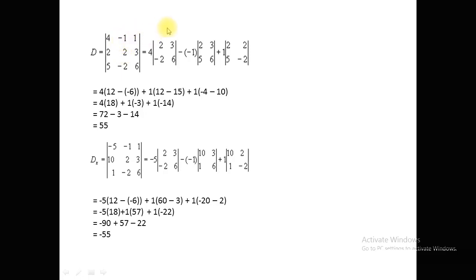Using the formula for the cofactors, minus 1 power i plus j, where i represents the first row and j represents the second column. So minus 1 power 1 plus 2, which is minus 1 power 3, gives the negative sign, and the element is minus 1. So the cofactor of minus 1 is minus into minus 1, and the minor matrix is 2, 3, 5 and 6.